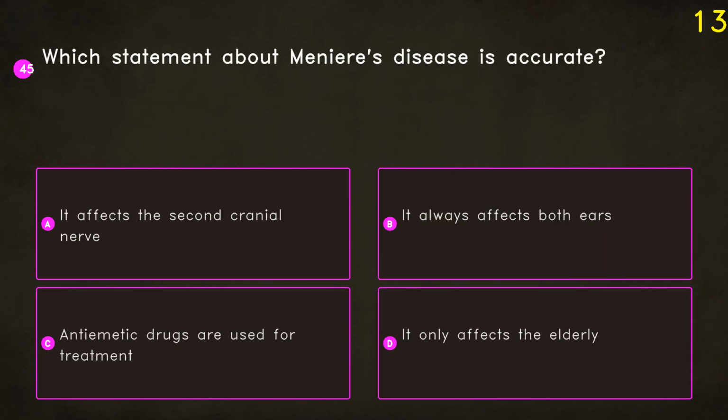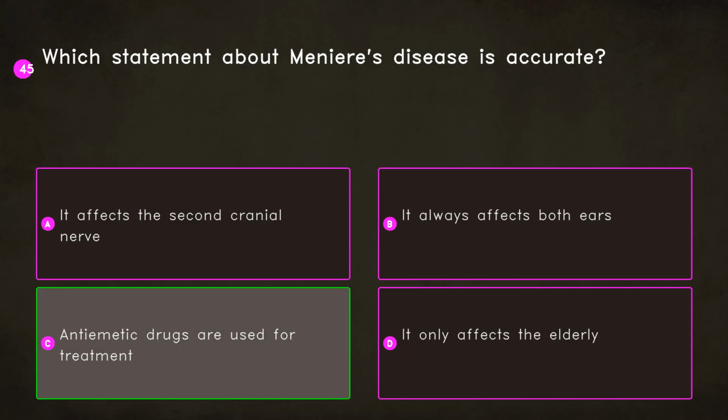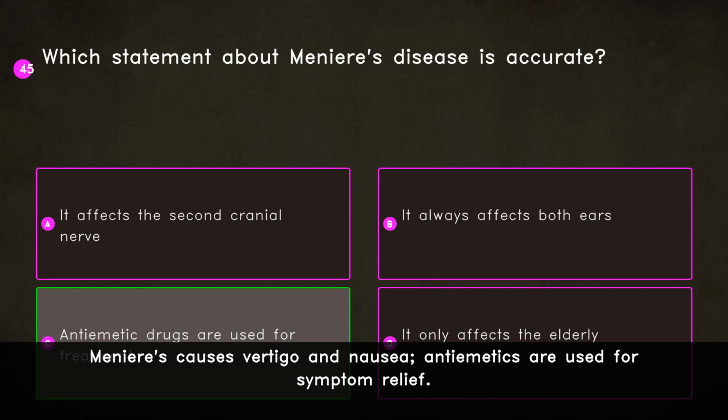Question 45. Which statement about Meniere's disease is accurate? A. It affects the second cranial nerve. B. It always affects both ears. C. Antiemetic drugs are used for treatment. D. It only affects the elderly. The correct answer is antiemetic drugs are used for treatment. Meniere's causes vertigo and nausea. Antiemetics are used for symptom relief.